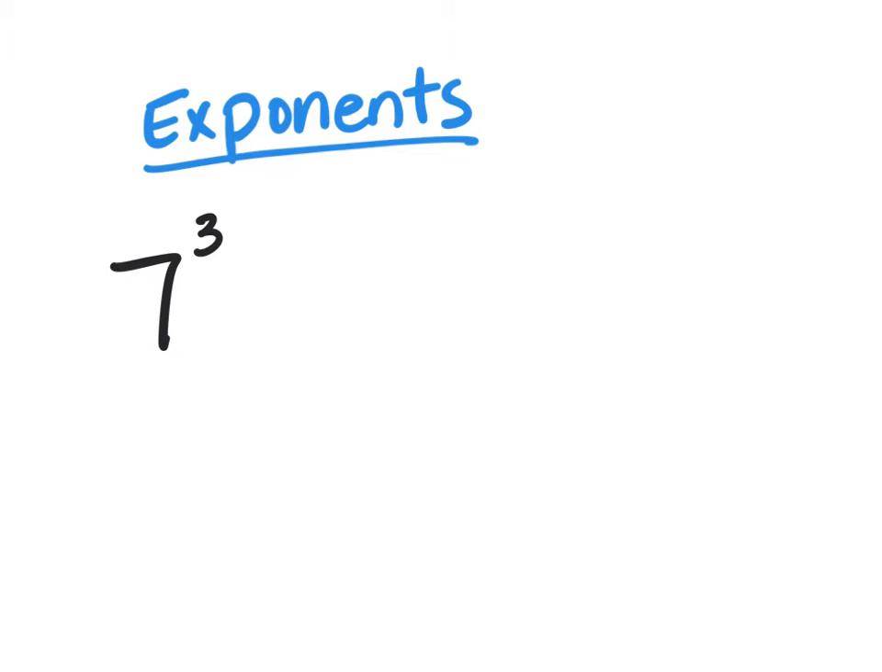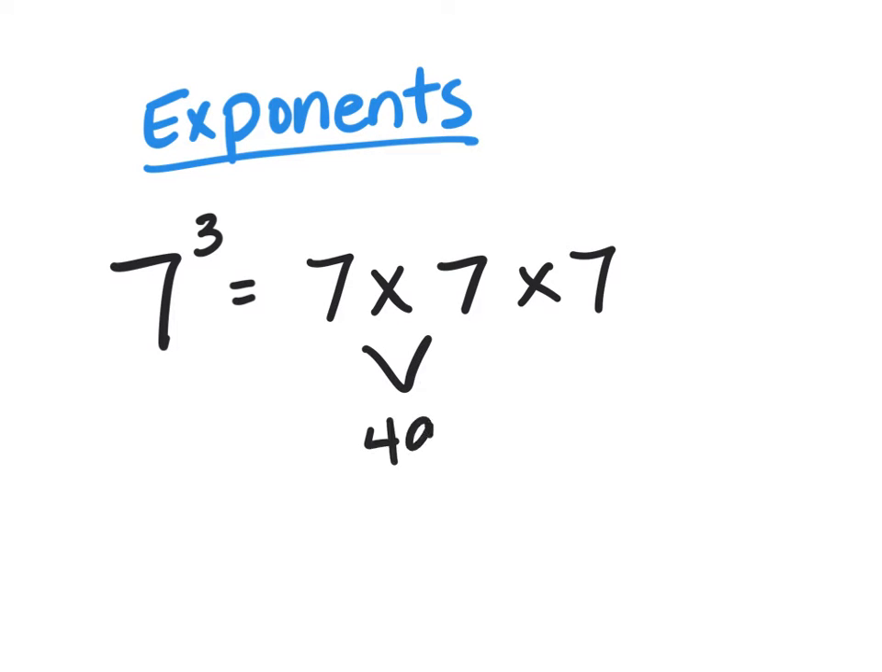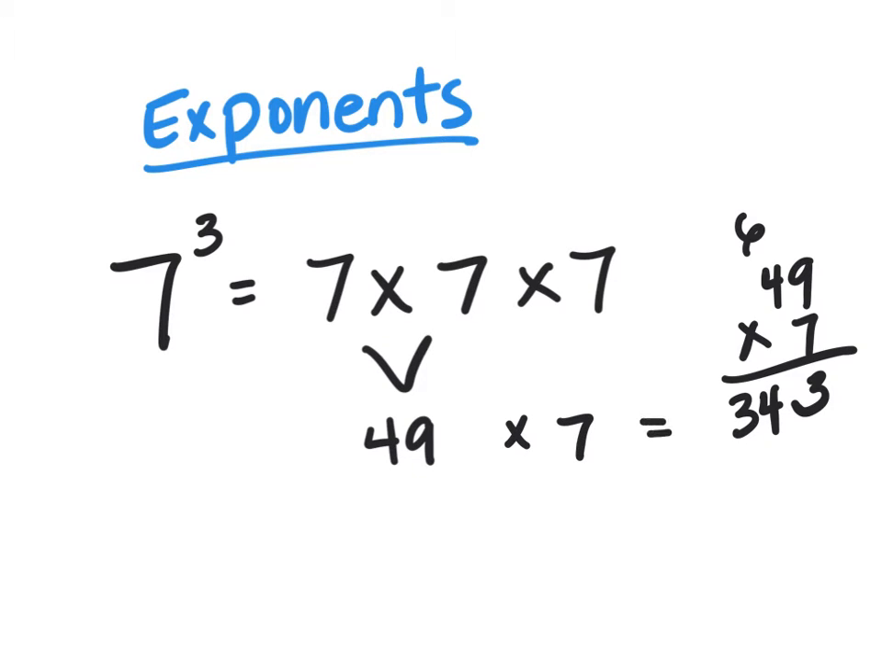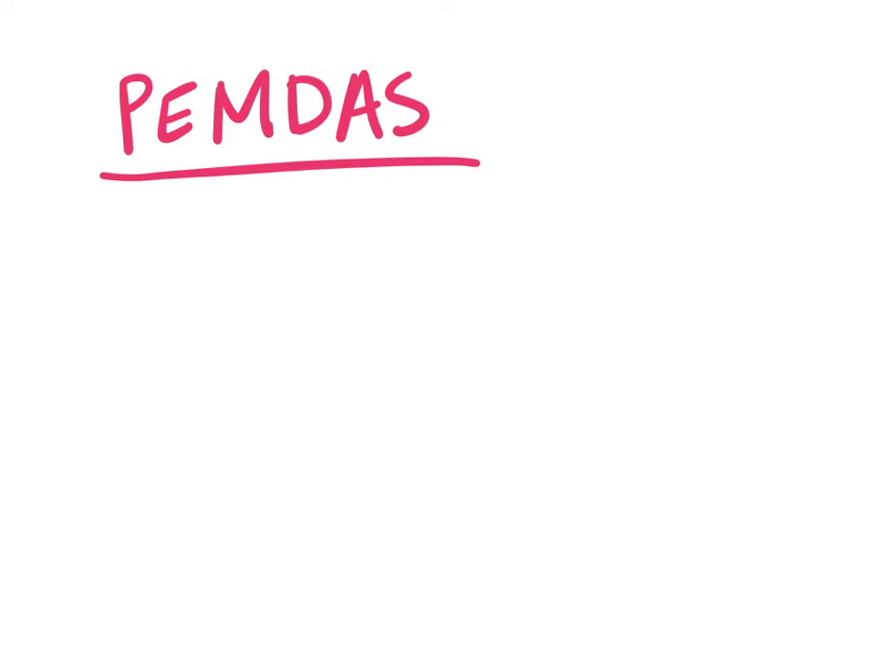So how do we evaluate exponents? Well, the first step is knowing what it means. So 7 to the 3rd power means 7 times 7 times 7. Be careful, a lot of kids make the mistake and say, oh, that's 21. But remember, 7 plus 7 plus 7 is 21. 7 times 7 is 49, and times 7 is equal to 343.